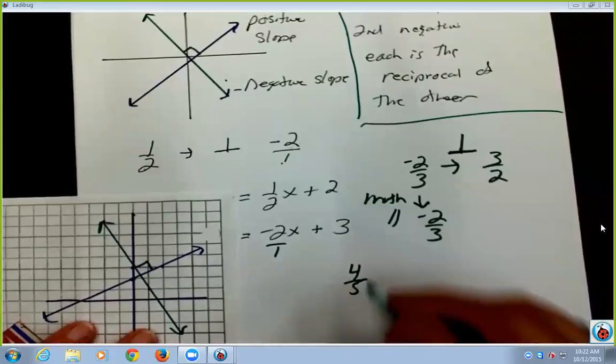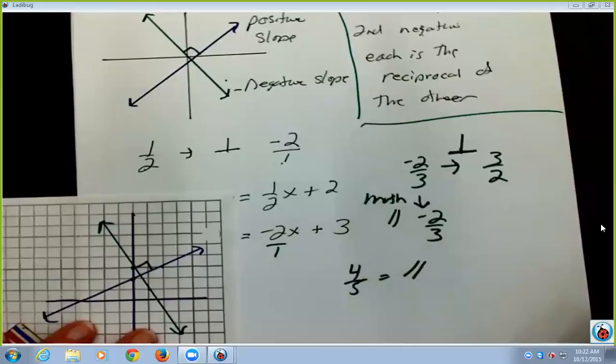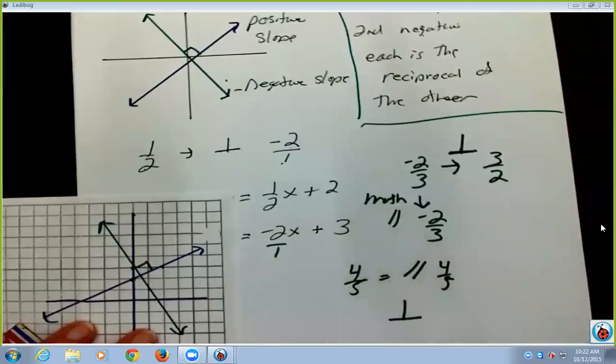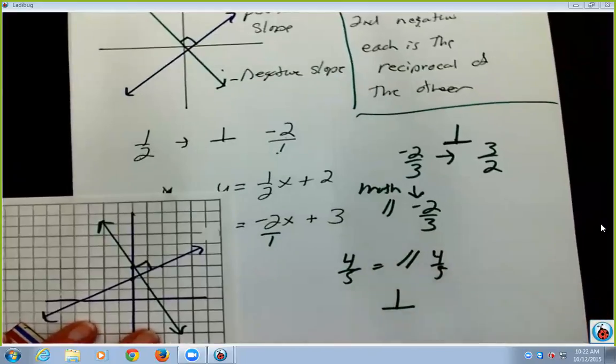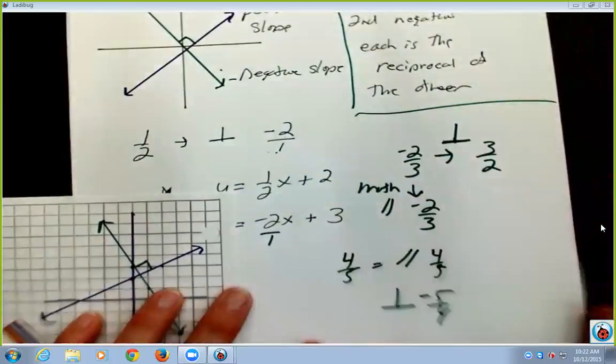So what if you had 4/5? And I want to know what the parallel slope would be. So what's its parallel slope going to be? 4/5. What would its perpendicular slope be? 5/4, but what kind of 5/4? Negative. Yep. One is going to be a positive and the other is going to be a negative, and they're reciprocals of each other. Okay. Very key things here that you get this part down.